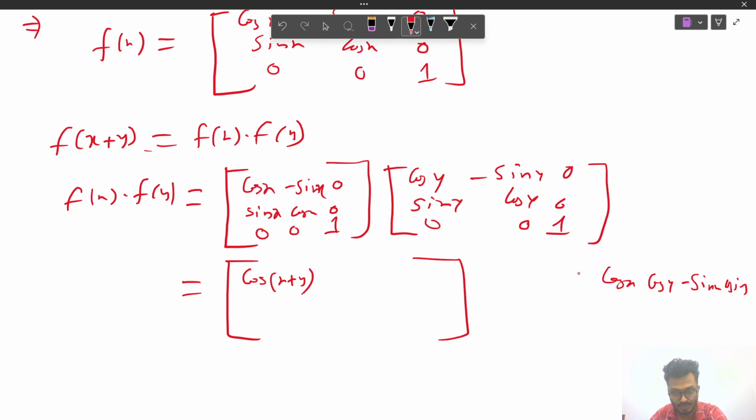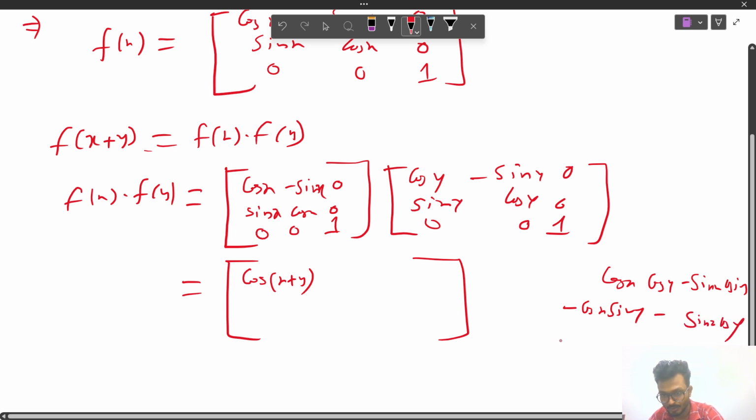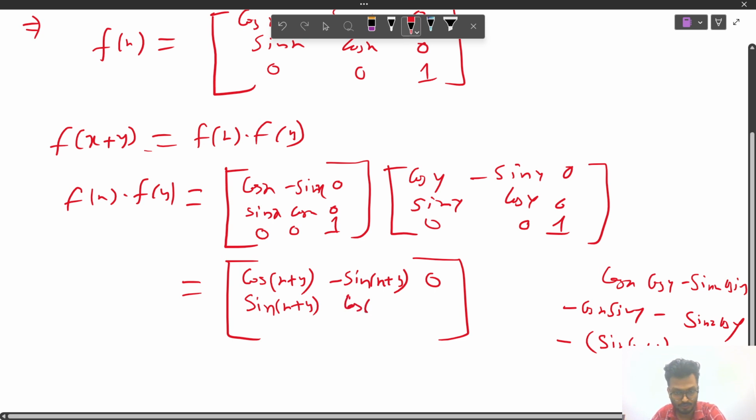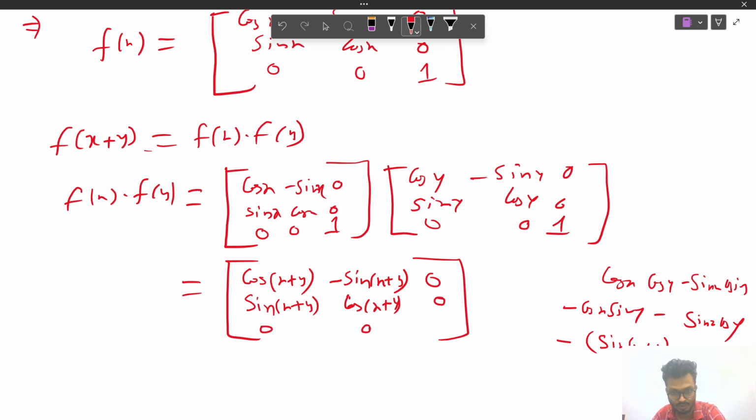Second part: cos x times minus sin y, minus sin x cos y. If we take minus common, then it will be sin x cos y plus cos x sin y, that means sin of (x plus y). So we get minus sin of (x plus y). Now the next part, if we multiply with this, then it will be 0. Similarly, if we multiply like this, then we get sin (x plus y), then cos of (x plus y), and then 0, after that 0 0 1.